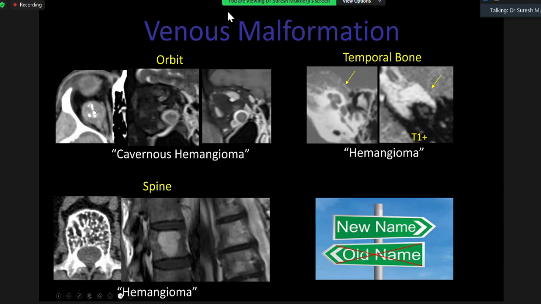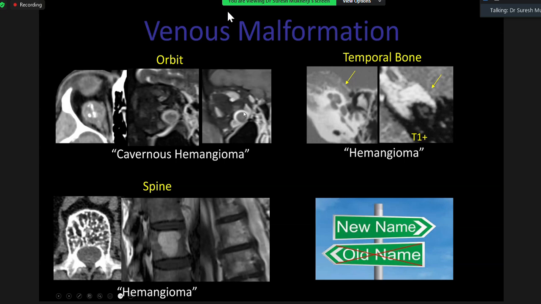So here's an example of something in the orbit. We can see multiple calcifications. We used to call this cavernous hemangioma, but even when you look at the contrast-enhanced T1 weighted image in a different patient, we can actually see an incomplete enhancement.